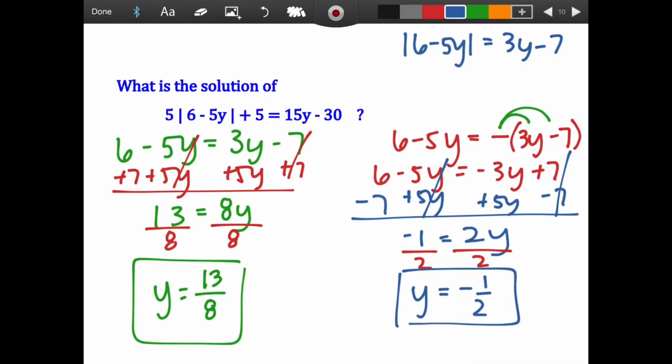So our two solutions for y are y equals 13/8 and y equals -1/2. Now, before we can say for sure, we have to plug in and check to make sure both of these work.